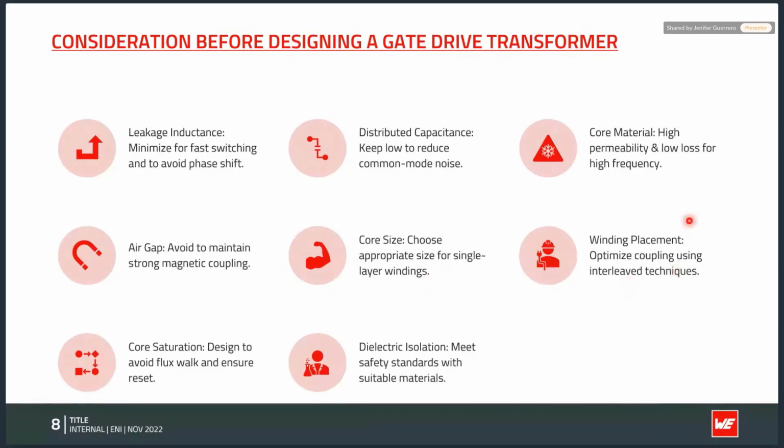Now, the winding placement is critical because the way that the windings are laid out affects everything. As I mentioned before, the distributed capacitance will also influence the technique that we're going to be using. So sometimes we use interleaved or bifilar winding techniques to keep the coupling tight and leakage inductance low. So this is another thing that we have to take into account.